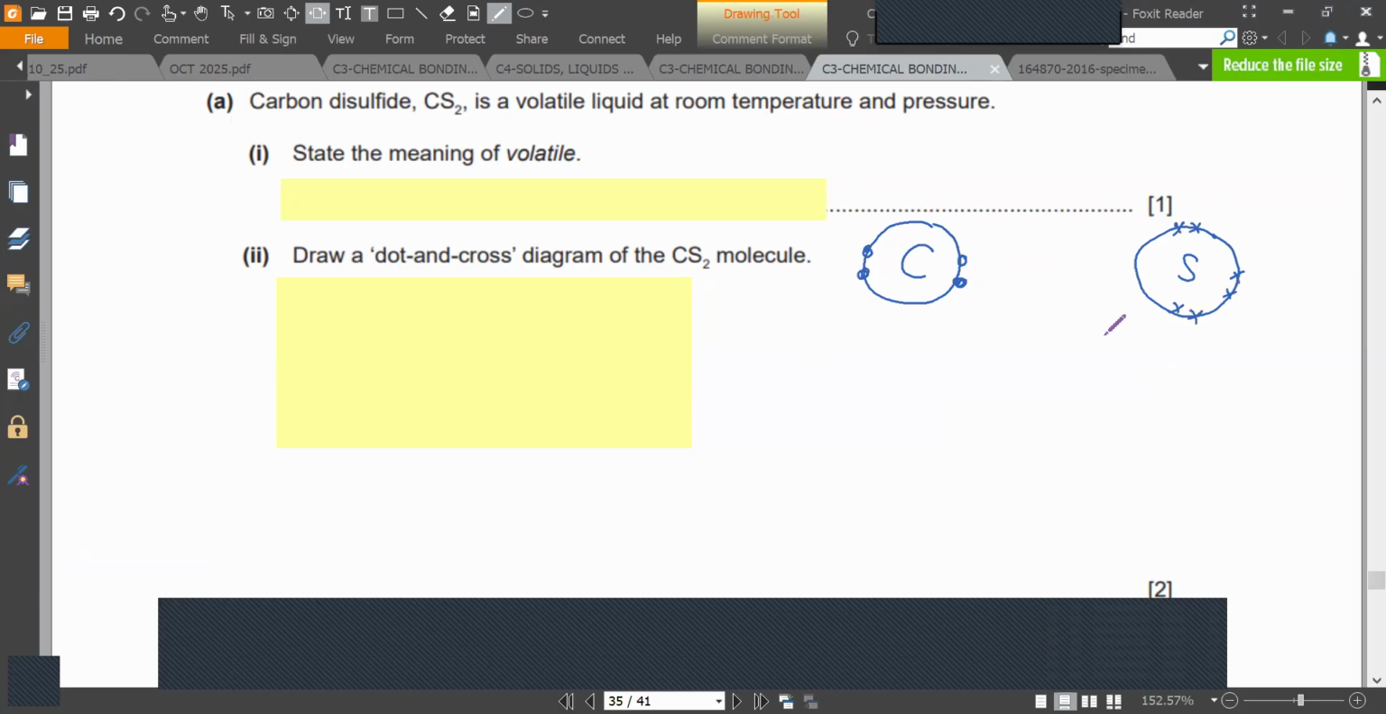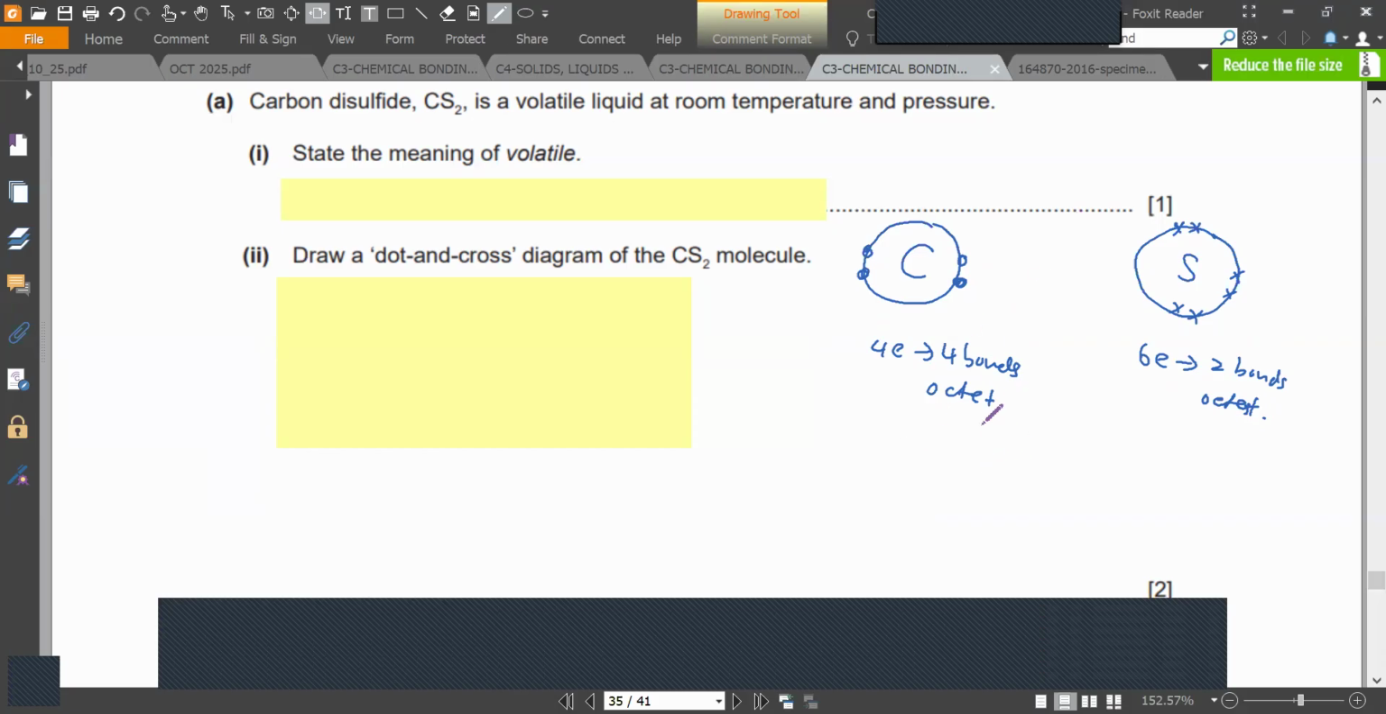Okay, so carbon, it has 4 electrons. It needs to form 4 bonds to get the octet. So sulfur, it has 6 electrons. It just needs to form 2 bonds to get the octet.